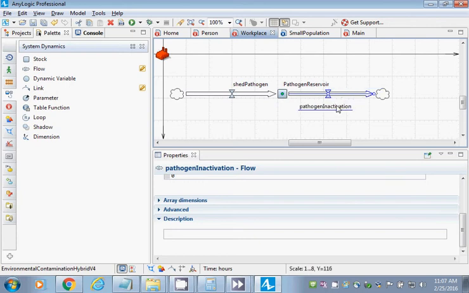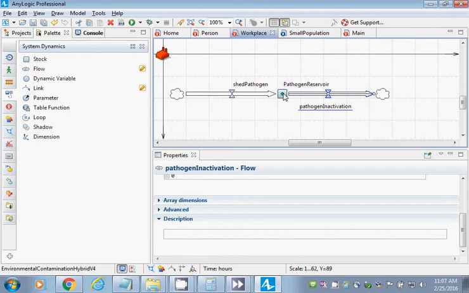And this pathogen inactivation is going to capture the dynamics of the endogenous growth of pathogen as well as its die-off. The idea is if you don't have shedding going on, it's going to tend to die off over time. But if you do have shedding going on, it will tend to build up, and it will die off at a certain rate. And later we could put in cleaning regimens and so on that would affect this pathogen reservoir.